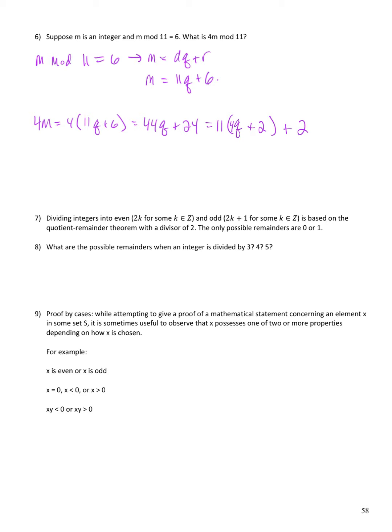So I've written this 4m as 11 times an integer plus a remainder. And this remainder, it's between 0 and 11, so I know I've done it correctly, which means that 4m mod 11 is just that remainder of 2.